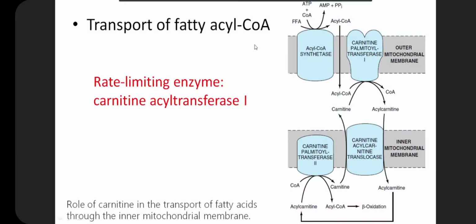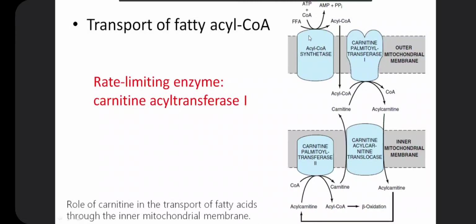As we know, the mitochondrial membrane has two layers, right? The outer and the inner mitochondrial membrane, and they have different characteristics. The outer mitochondrial membrane is permeable to most metabolites. As you see from this figure, the upper one is the outer mitochondrial membrane, and this is the inner mitochondrial membrane. So the outer mitochondrial membrane is permeable to most metabolites.